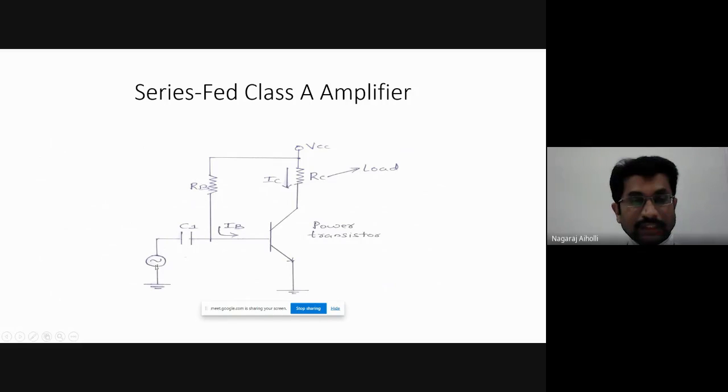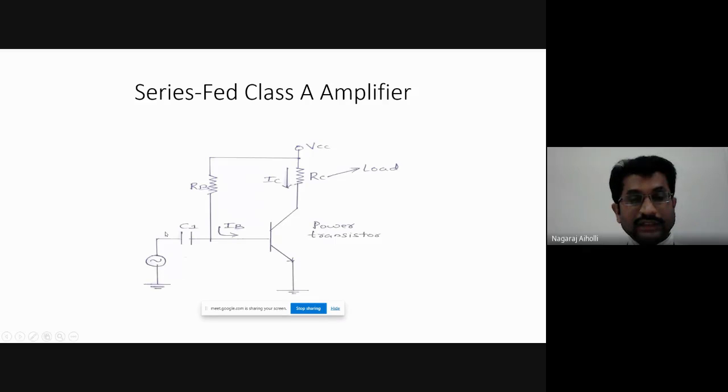Now, when I apply the AC input signal to the base of the transistor, what will happen? I get the base current. The base current starts to flow. When the base current starts to flow, I also get the collector current because IC is equal to beta into IB. So the collector current also flows and I get the collector to emitter voltage.